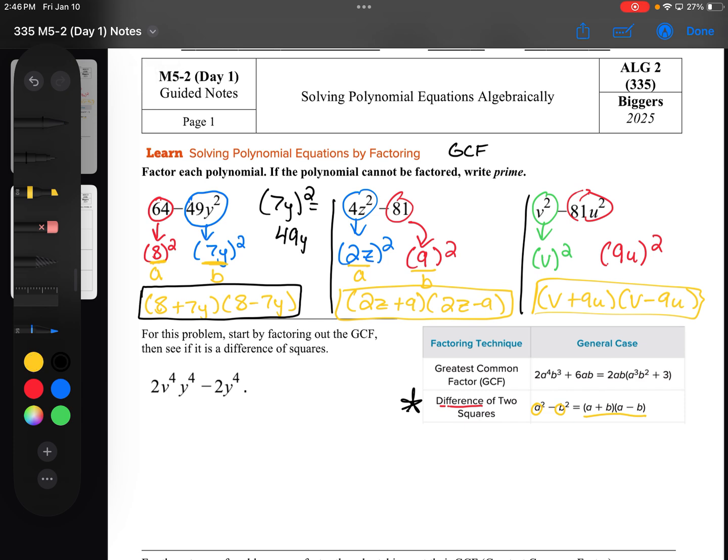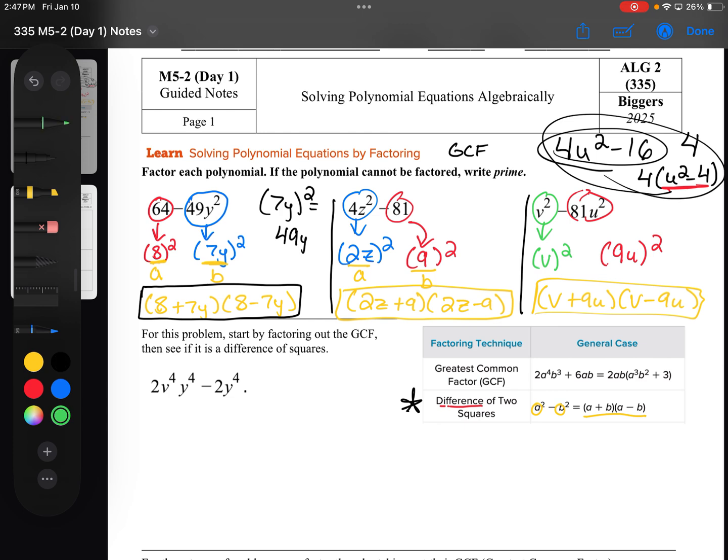So big thing to remember here, factor out the greatest common factor first. You're going to have practice problems that are going to be like 4u squared minus 16. These both have a 4 in common, so you have to take that out before you do your difference of squares. Even though 4u squared and 16 are both perfect squares, you have to take out the greatest common factor first. Otherwise, you'll get the wrong answer. So you'll factor, it would be something like this. And then you could do the difference of squares for that. You would have to take out that 4 first. Otherwise, you won't get the right answer. Okay? That'll save you a lot of headaches later, so keep that in mind for those types of problems.